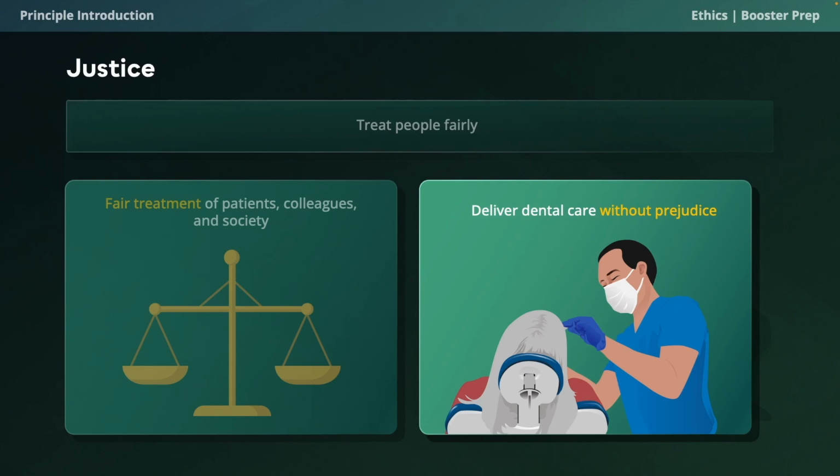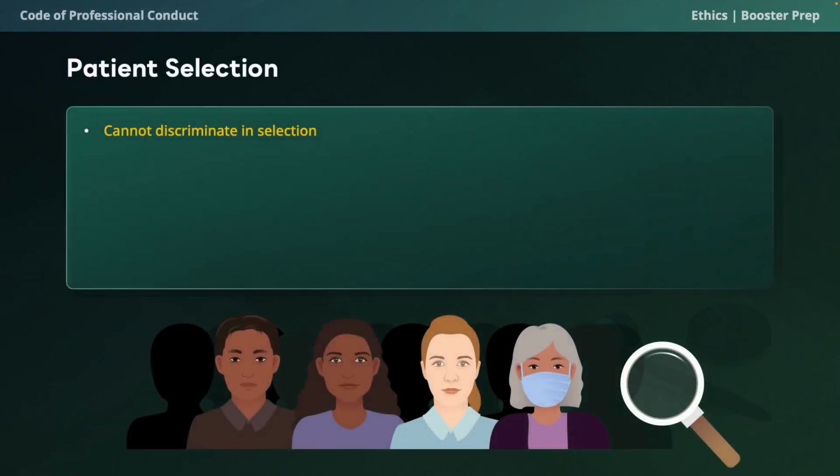Let's talk more in depth about how we can fairly deliver dental care without prejudice. A huge part of avoiding prejudice comes into play in patient selection. As a dentist providing care, you cannot discriminate in the selection of your patients. This means we cannot discriminate based on gender, race, sexual orientation, religion, culture, or anything of that nature. This sounds pretty obvious, but it is also important to note that under the principle of justice, we also cannot discriminate against patients with disabilities or bloodborne pathogens. It is unethical to refuse to see a patient simply because they have hepatitis or HIV.